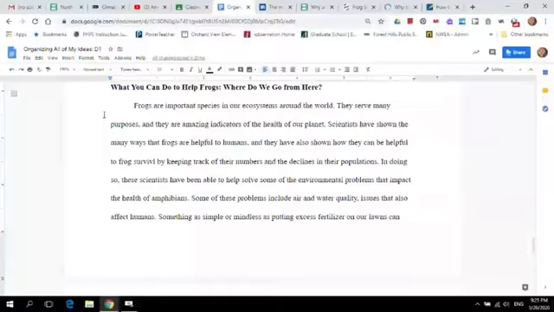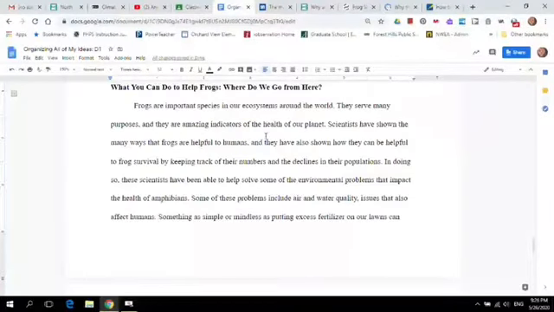Frogs are important species in our ecosystems around the world. They serve many purposes and they are amazing indicators of the health of our planet. Scientists have shown the many ways that frogs are helpful to humans, and they have also shown how they can be helpful to frog survival by keeping track of their numbers and the declines in their populations.